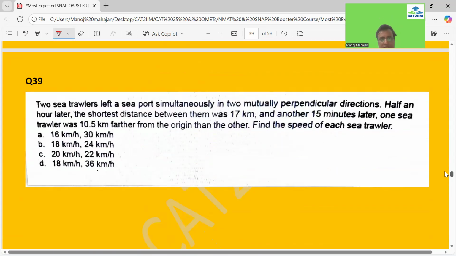Okay. Interesting question, and this could be looked at with the choices also. So if you read this, I'm just assuming let the speeds be x kilometer per hour and y of the two sea travelers, right? Half an hour means what? x by 2. I'm calculating the distance from this point, and the other would be y by 2. This is given 17, right? So remember that the triplet 8, 15, 17 could have been used in the problem out here, right? So they do use it from time to time, right?